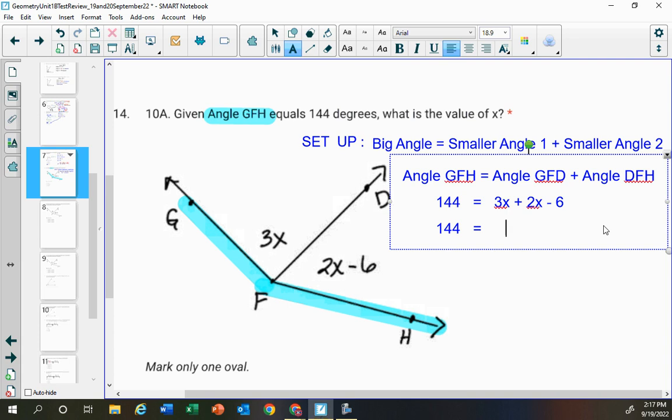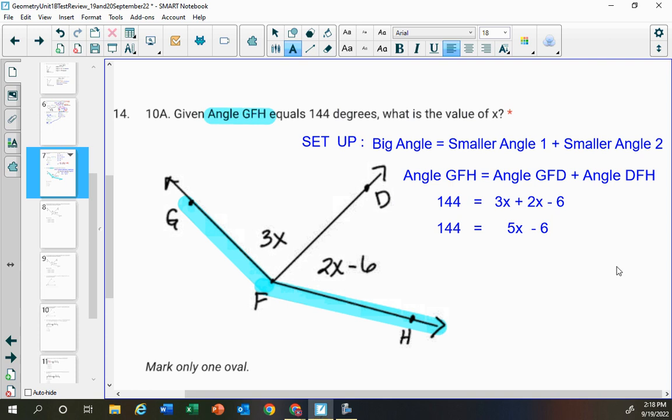Okay, so we're going to keep the 144. What's going on with the 3x plus 2x minus 6? We're going to do some adding. Are they opposite or same side? Yeah, add terms. Just combine the like terms. So in this case, we're just going to add up. What's 2 plus 3? So we're going to have 5x. Okay, so we're going to do that in 1 second.